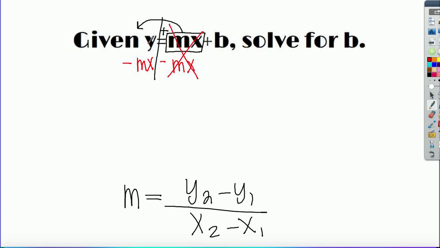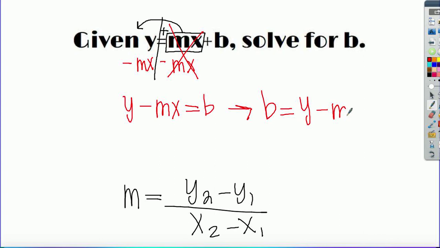So the question over here is, can I combine these two terms? Well, y and mx are not the same variable, it is not the same term, and so I cannot put them together. All we can do is write what we see. y minus mx is equivalent to b. So if we write that the other direction, b is equal to y minus mx.